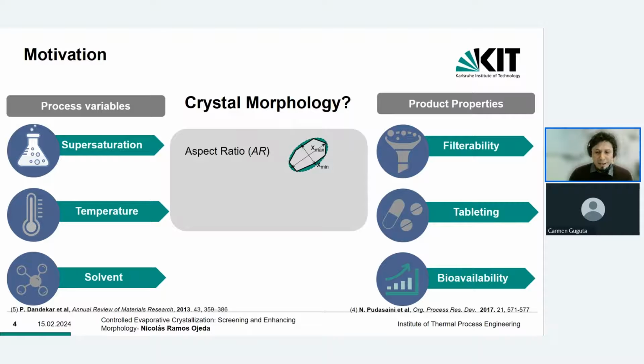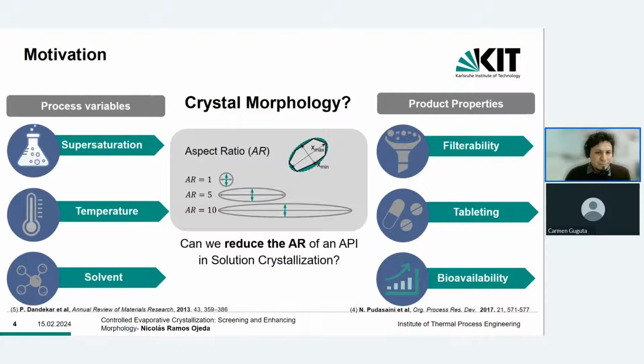In order to address crystal morphology quantitatively, throughout the presentation I will focus on the aspect ratio. It's just the ratio between the longest and shortest axis if we circumscribe an ellipse around a crystal in a microscopic picture. An aspect ratio closer to 1 means an isometric morphology. If it tends to bigger values, then we are talking about acicular or needle-like crystals. So in simple terms, the question is, can we reduce the aspect ratio of an API in solution crystallization?